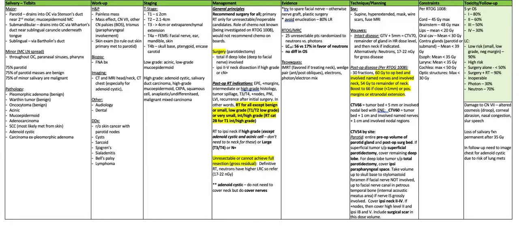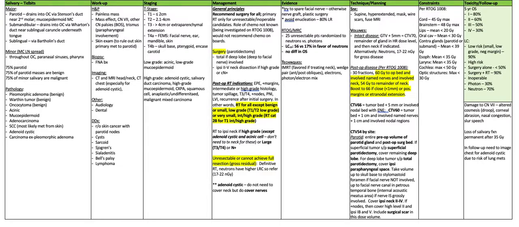Definitive radiation: neutrons have higher local regional control, so refer for neutron treatment, 17 to 22 neutron gray. Adenoid cystic does not need to cover the neck, but does need to cover nerves. Evidence: try to spare the facial nerve with the surgery, otherwise nerve graft and plastic surgery. Avoid enucleation, as 80% have a local recurrence.